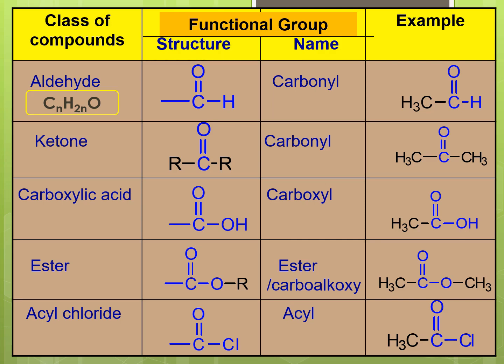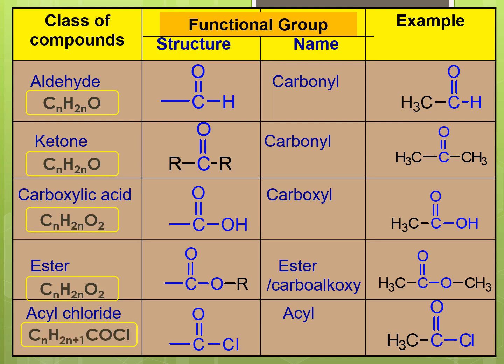Ester is a derivative of carboxylic acid, C double bond O, O, R. So the name of the functional group is ester or carboalkoxy. Acyl chloride, C double bond O, Cl, so the name of the functional group is acyl. Then we can identify the functional group for each compound. For aldehyde, we circle C double bond O, carbonyl. Ketone, carbonyl. Carboxylic acid, C double bond O, OH, carboxyl. Ester, C double bond O, O. Acyl, C double bond O, Cl.